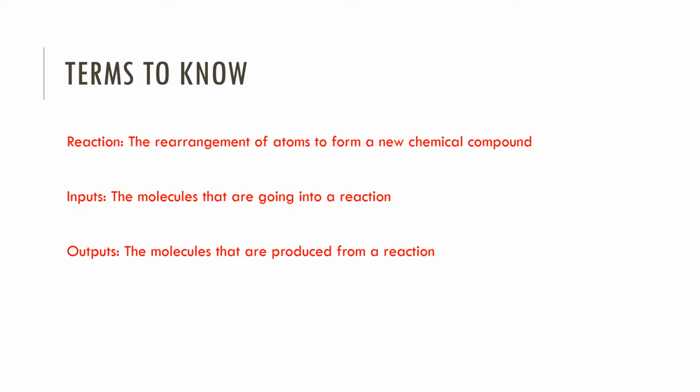The outputs is going to be what you end up with. So like I said, if the dinosaur is the inputs, someone gave you a Lego dinosaur, the output would be the Batman that you just changed those Legos into. So inputs are what's going into the reaction, what you're starting with. Outputs is what you end with. So whatever it ends up being at the end, those are your outputs.